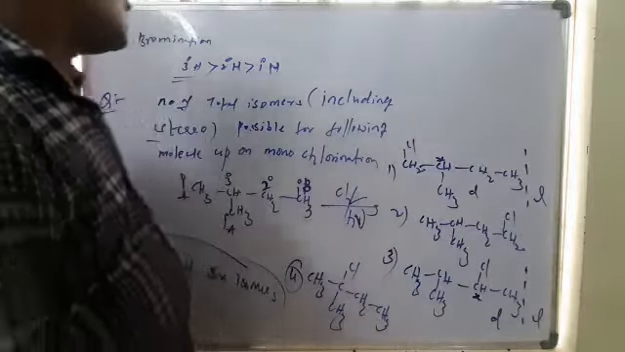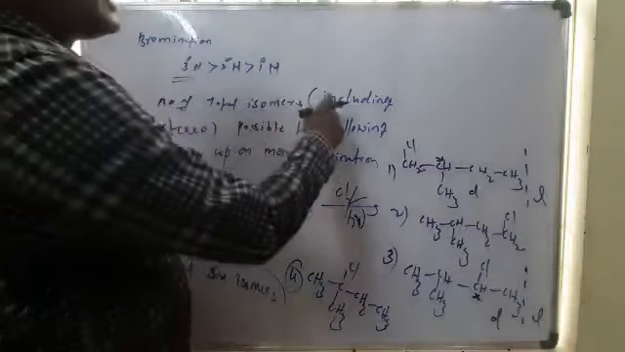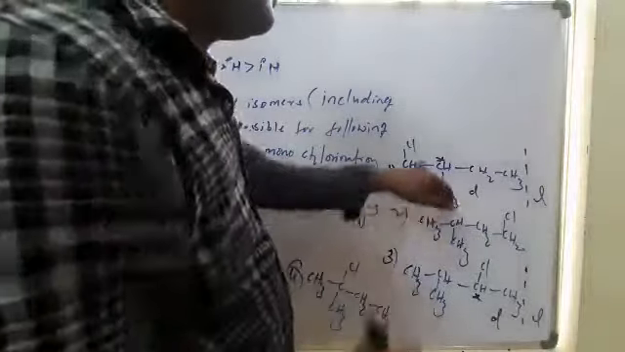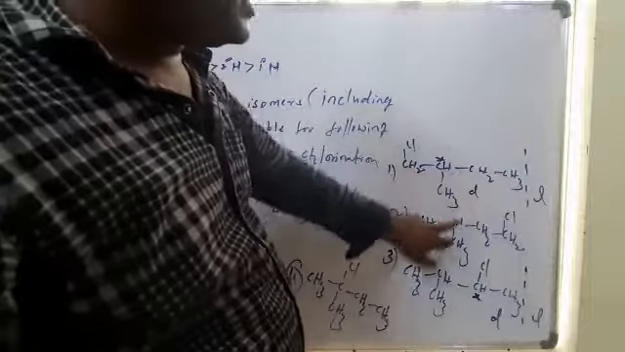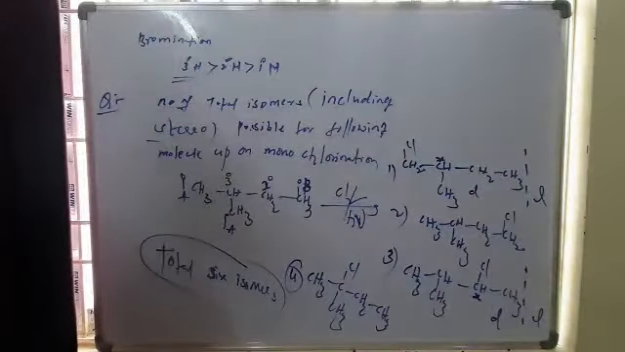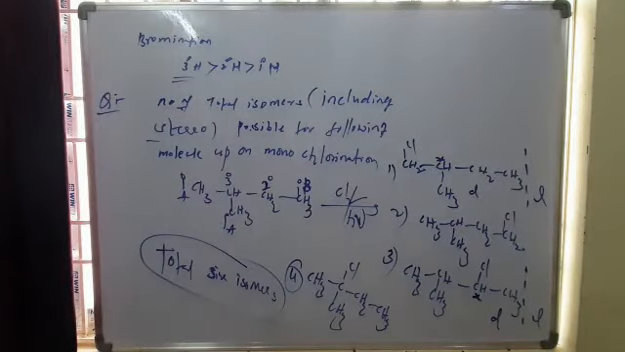If the question asks for the total number of isomers excluding stereoisomers, meaning without optical isomers, then you consider 1, 2, 3, 4, only 4 molecules. So this is about the exam type of question.